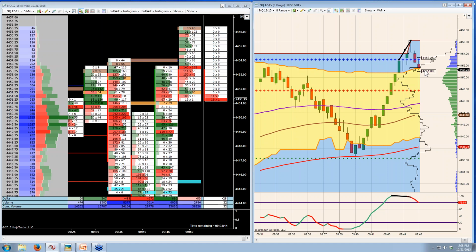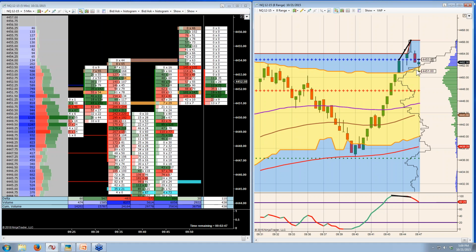So I've got no problem being patient, but I would have shorted at the top up here under this bar here that gave me the divergence. And the good thing about that is my stop would be pretty small. I would only have to go above this area here for my stop. So we're not seeing really what to do here yet.